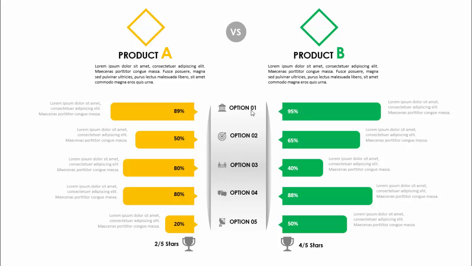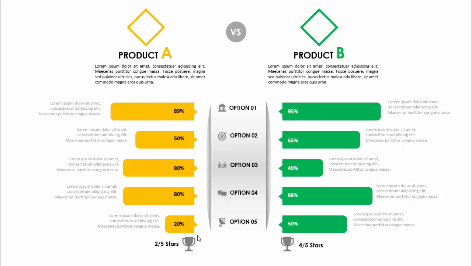So if you can see here, option 1, the 89% product A compared to 95% product B. So product B is better than product A. And likewise, you can see here again option 2, that is the product B is better. Then option 3, product A is better. And again here product B is better, and here also product B.